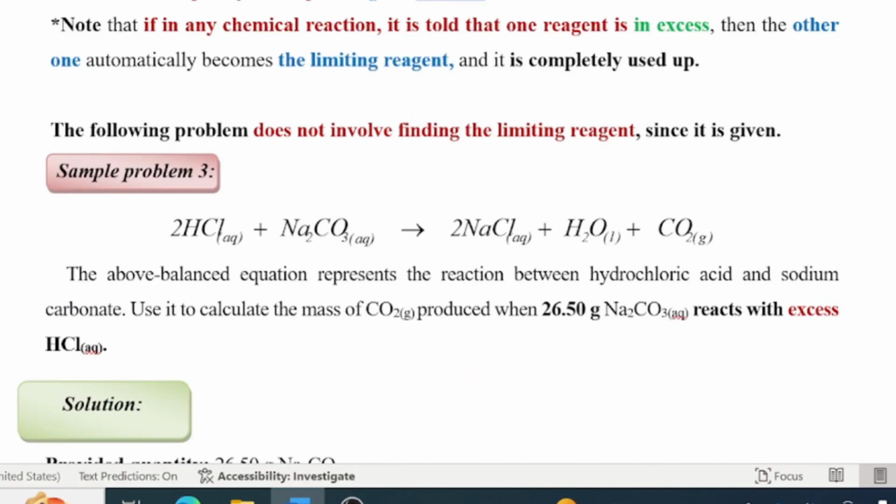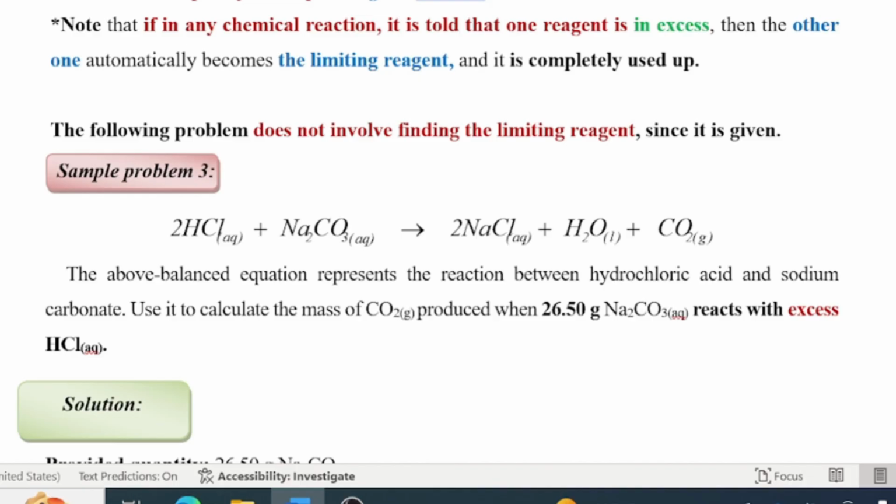Here you have hydrochloric acid reacting with sodium carbonate to give you water and carbon dioxide, right? Look, they're asking you this question: use the equation there to calculate the mass of CO2 that is produced when that amount of sodium carbonate reacts with excess HCl. You're told that this one here is in excess, and this one therefore becomes the limiting reagent.